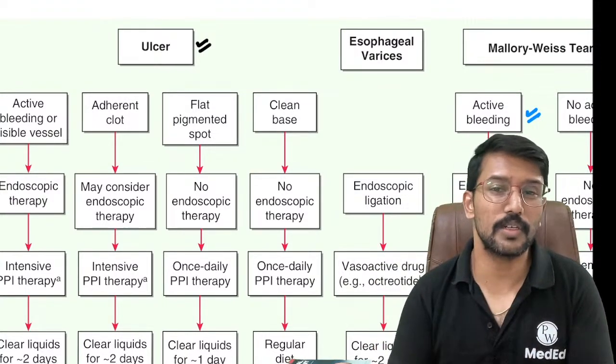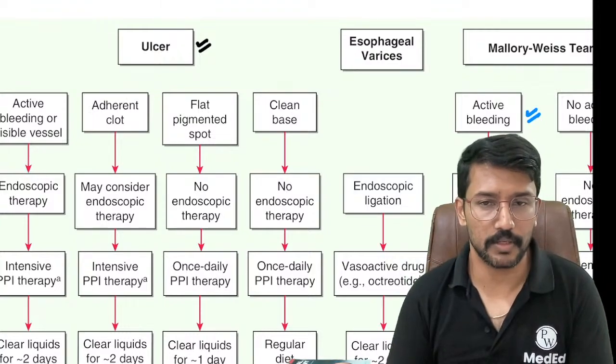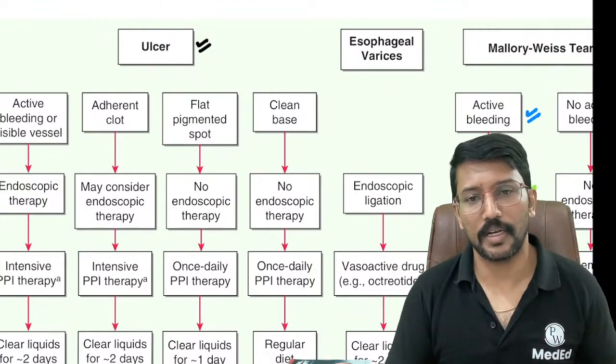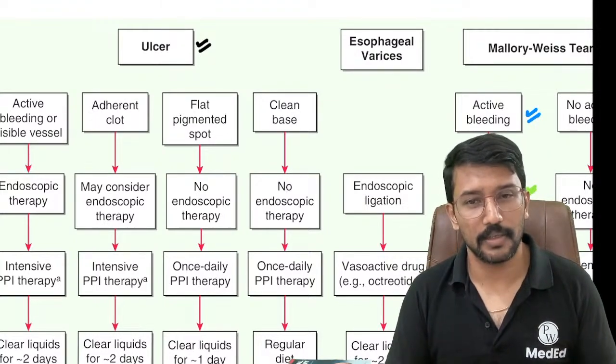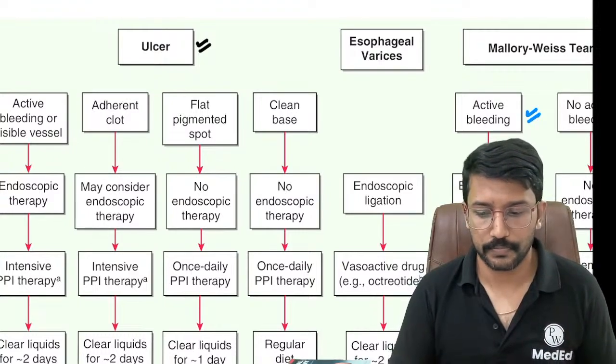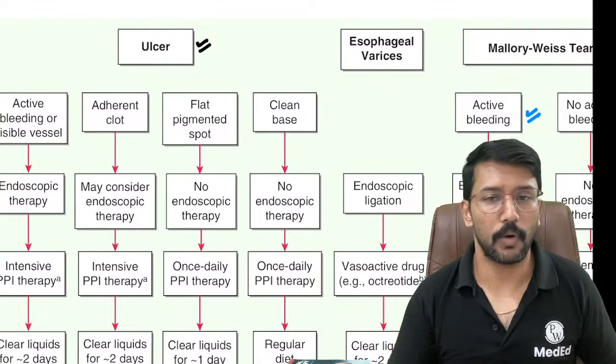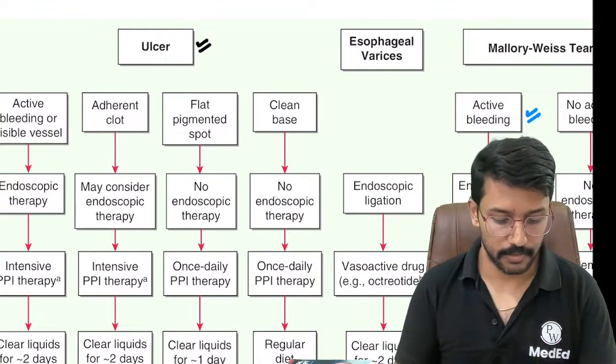Now, how do I get to know the risk of re-bleed? That is again an important MCQ. There is a parameter to decide the risk of re-bleeding in a patient with bleeding peptic ulcer. Anybody knows what is the tool used to assess the risk of re-bleeding?